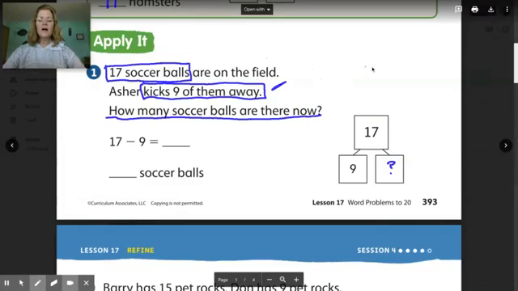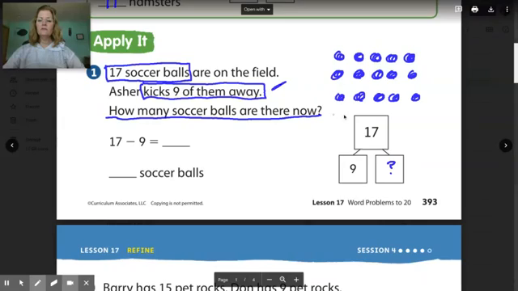So I know that if I have 17 soccer balls, 1, 2, 3, 4, 5, 6, 7, 8, 9, 10, 11, 12, 13, 14, 15, 16, 17. So I drew them in 5. But I need to get rid of 9. I need to kick 9 away. 1, 2, 3, 4, 5, 6, 7, 8, 9.